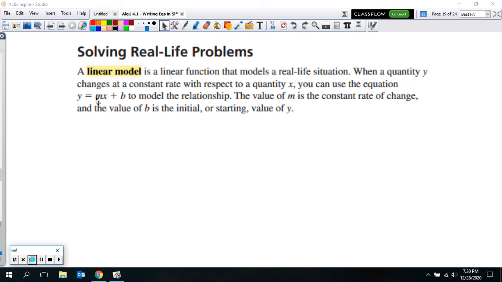So again, m is a constant rate of change. But b is always your starting point. Remember, when we graph these, b is always the starting point. It's the initial value. It's the initial amount, sometimes. So we'll see that in just a second when we look at 25.